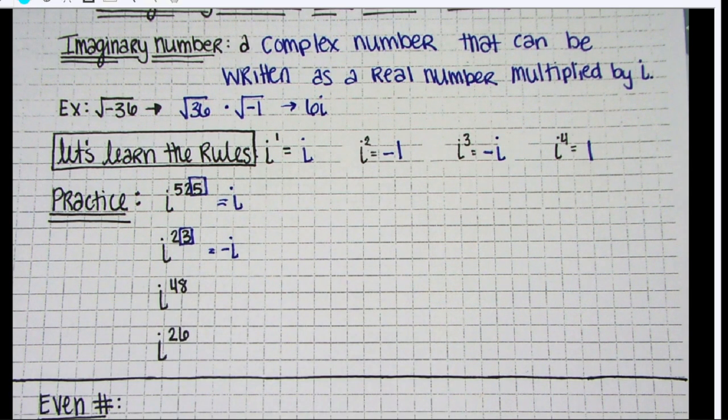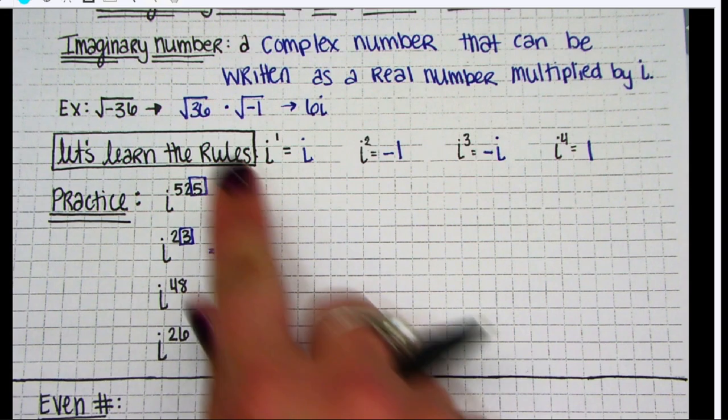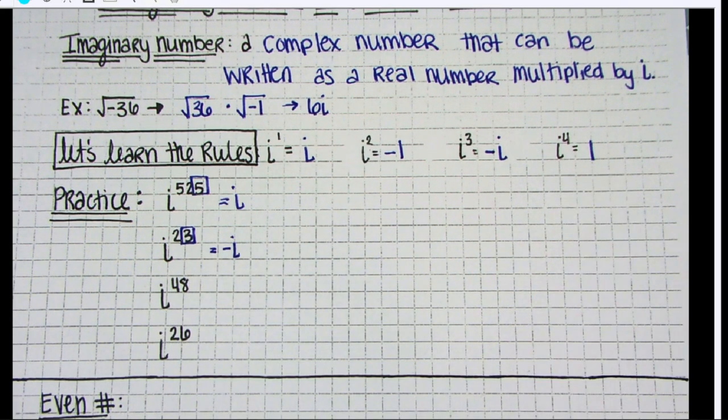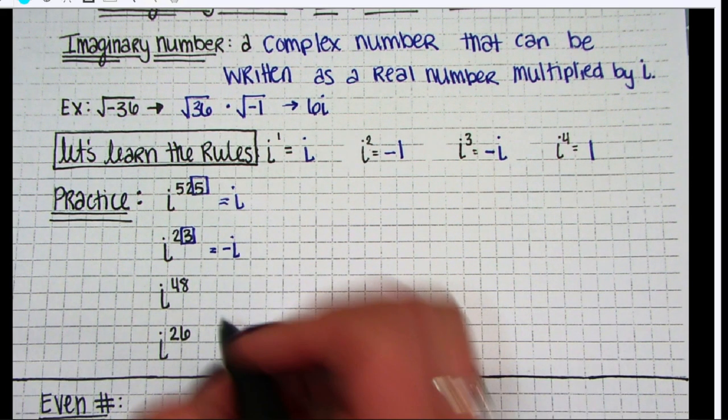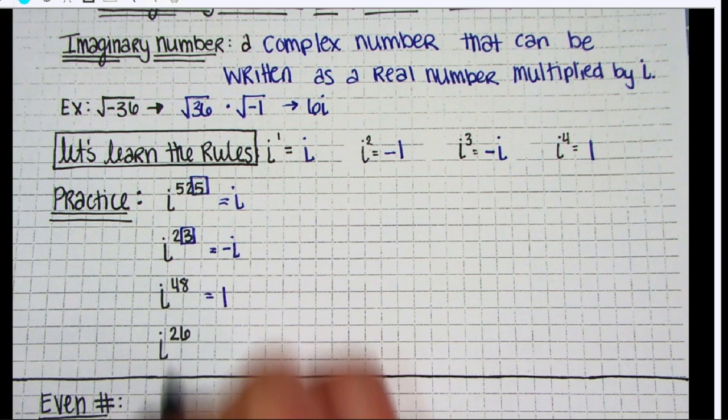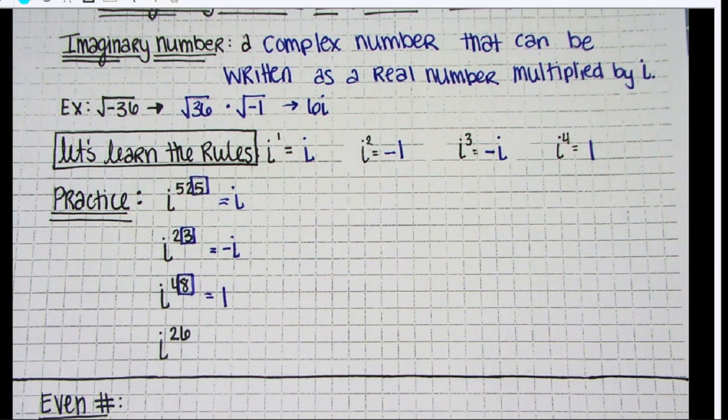But i to the 48. Because 4, 8, you can just count: 1, 2, 3, 4, 5, 6, 7, 8. Our last number is 8. I don't know why it's so delayed.